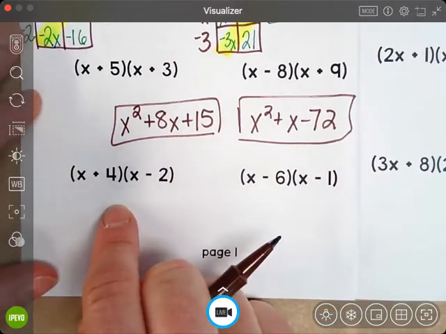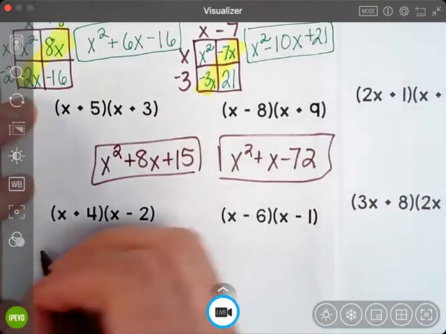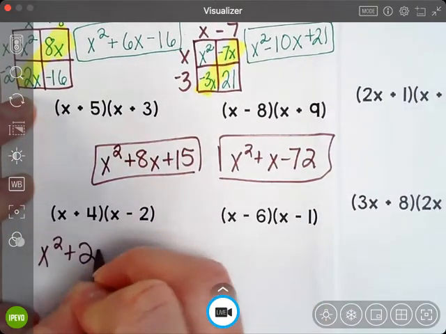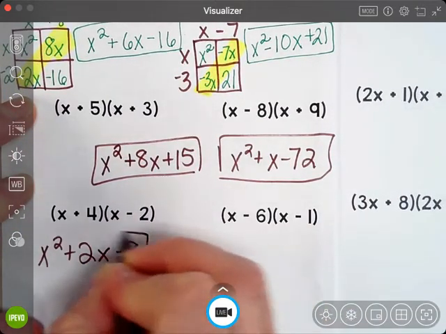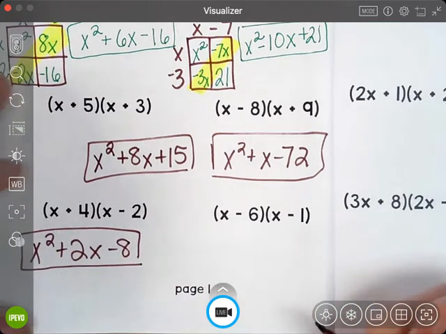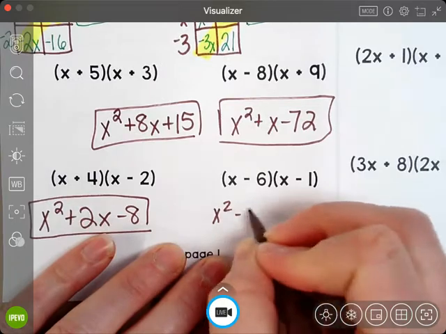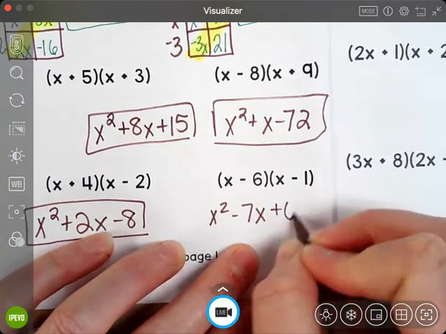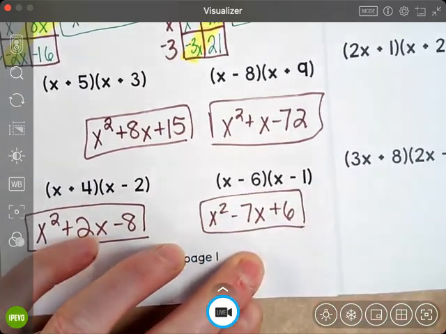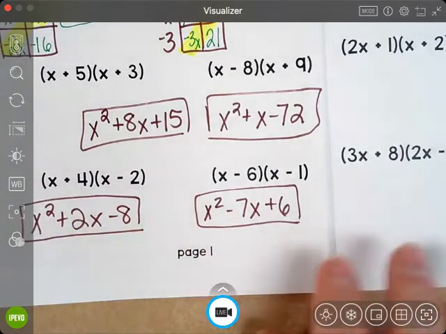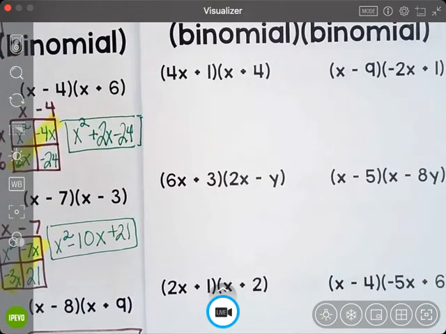Okay, Hope, what about the next one? X squared plus 2x minus 8. Very good. Y'all agree? Yes. Okay, and then the last one, Jesus? X squared minus 7x plus 6. Good job. Y'all agree? All right, great job. All right, let's go to the next one.